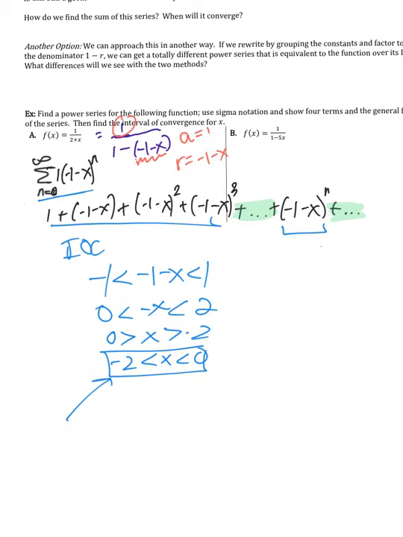Why don't you go ahead and pause the video and see if you can work through B on your own. So first things first, on B, this is already perfectly written in our a over 1 minus r format. So I don't have to manipulate it like I had to do on A. So a is 1, r is 5x, not -5x. a is 1, r is 5x.